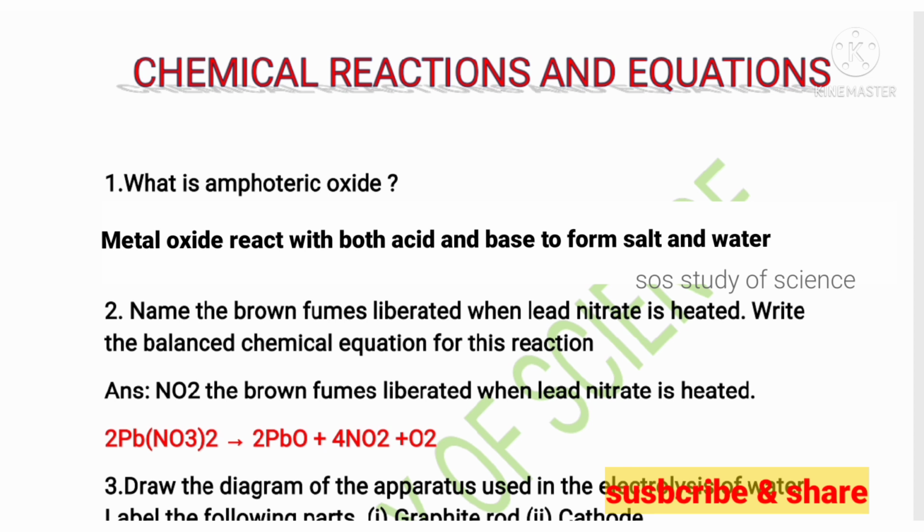Amphoteric oxide examples are zinc oxide and aluminium oxide, because they both react with both acid and base to form salt and water. So how can we define amphoteric oxide? A metal oxide that reacts with both acids and bases to give rise to salt and water is called amphoteric oxide. It is very important, dear students. They can ask this question for 1 mark.